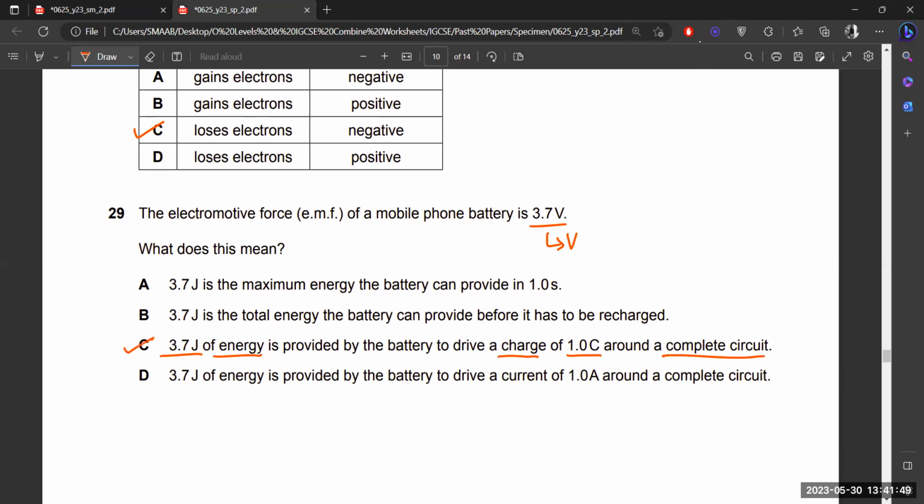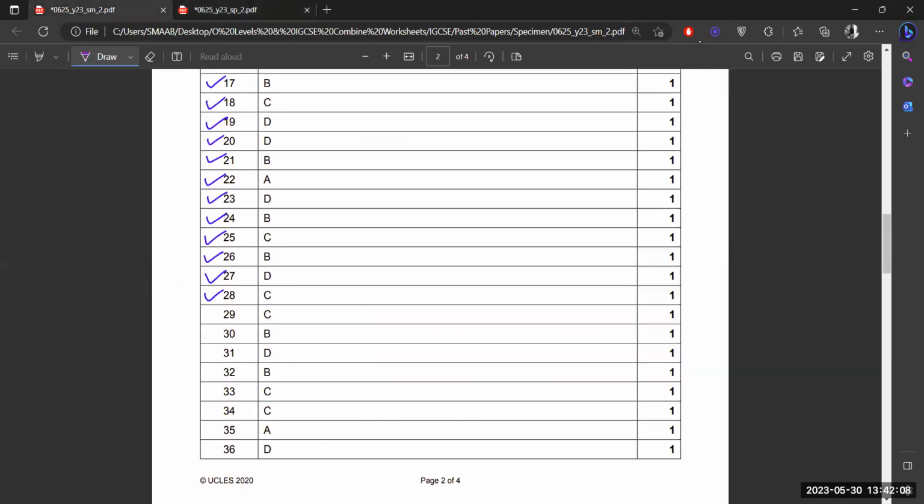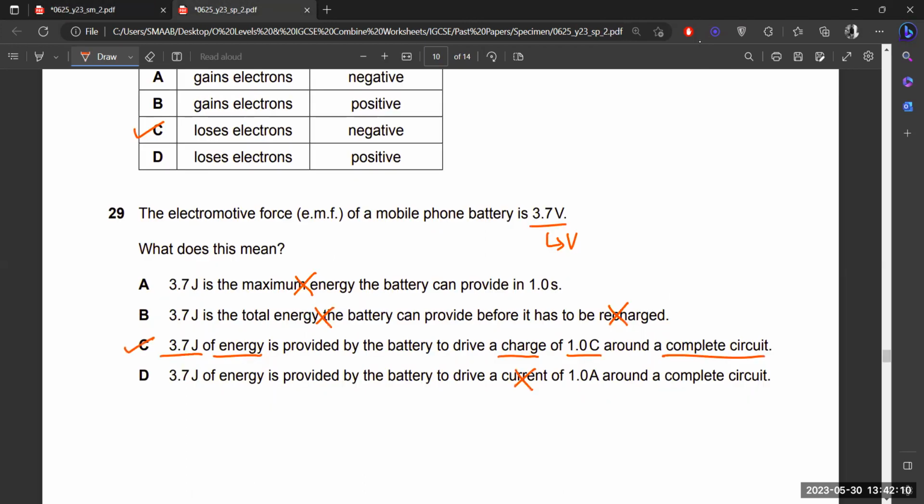In the other definition, 3.7 joule is the maximum energy. This is not possible, because they are talking about recharge. Another option says 3.7 joule of energy is provided by the battery to drive a current, but this is not related to current. So option C is the right choice.